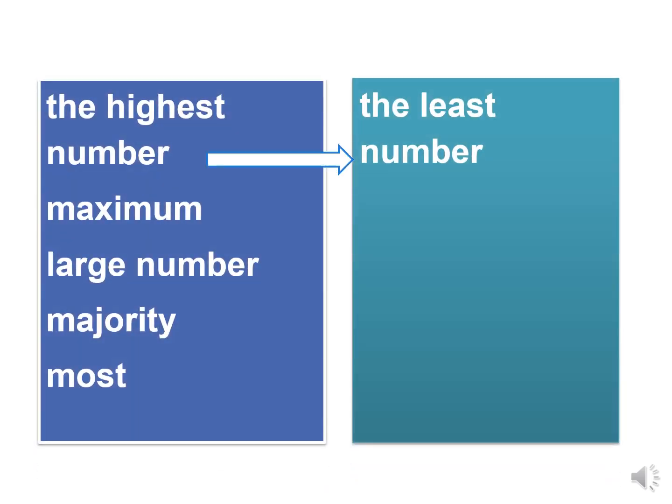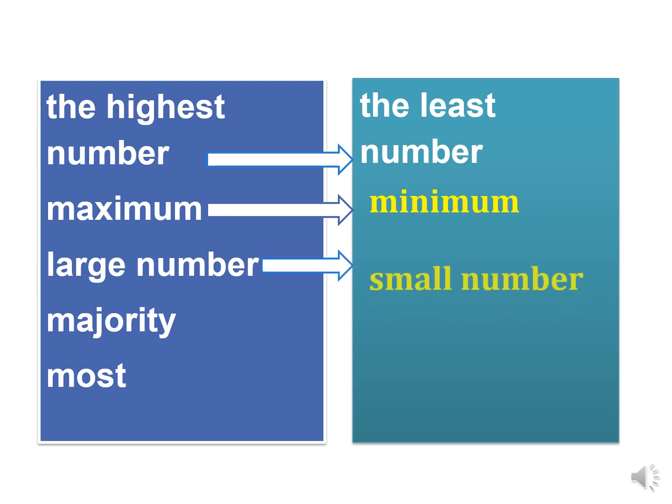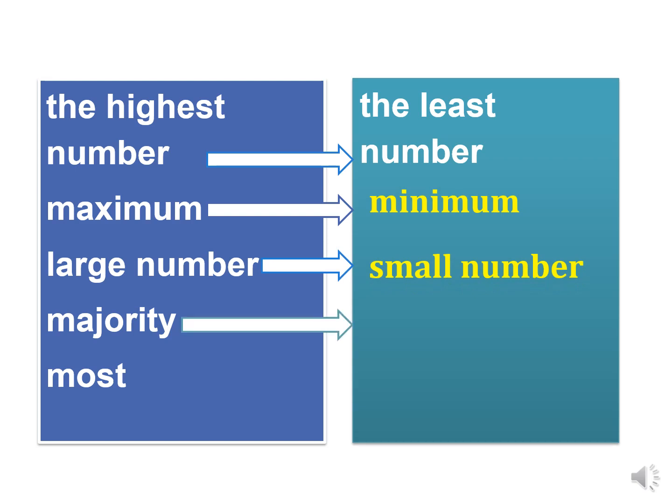For the words the highest number, the opposite words can be the least number. If we have come across the maximum, minimum is the opposite. For the words large number, small number is the opposite. For majority, we have to use the word minority. And again, for most, we can give the word least.